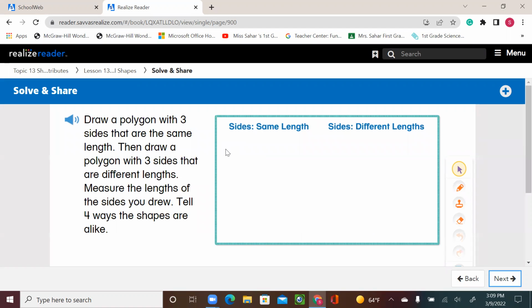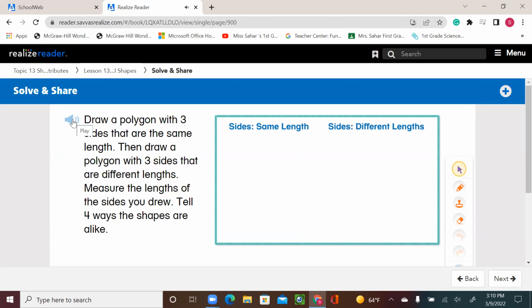Please open your book, page 569. Draw a polygon with three sides that are the same length. Then, draw a polygon with three sides that are different lengths. Measure the lengths of the sides you drew. Tell 4 ways the shapes are alike.